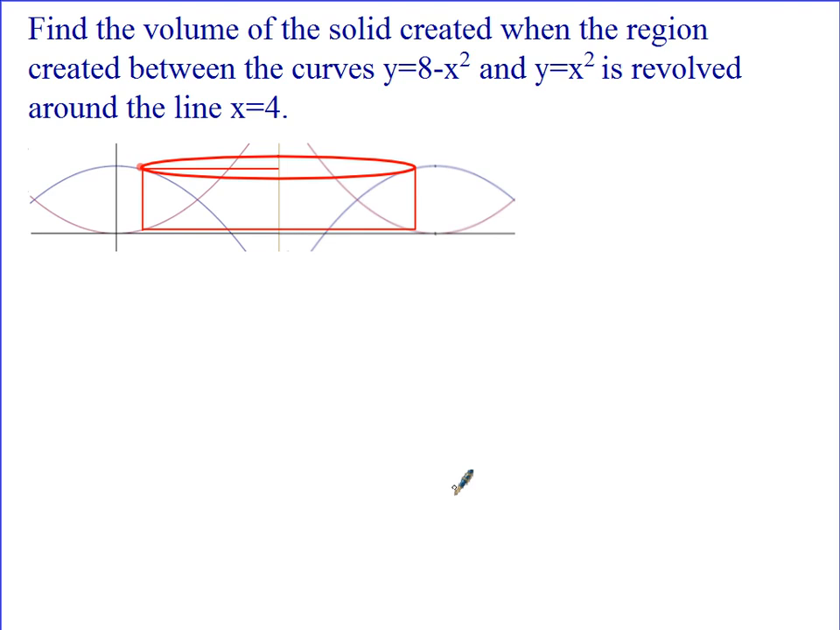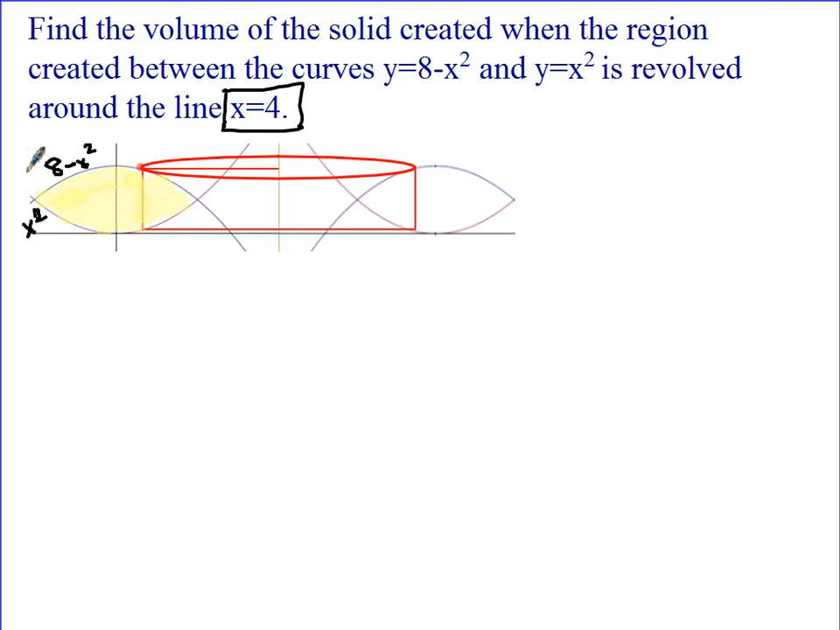Now where this really comes in handy is when you're revolving around a line that isn't an axis. When we're revolving around, for instance, the line x equals 4, which is right there. Alright, so find the volume of the solid created when the region created between the curves y equals 8 minus x squared, which is this top thing here, and y equals x squared, which is this bottom part here, around the line x equals 4. Okay, so it's kind of this eyeball looking thing here. And notice that that goes on both sides of the y-axis.